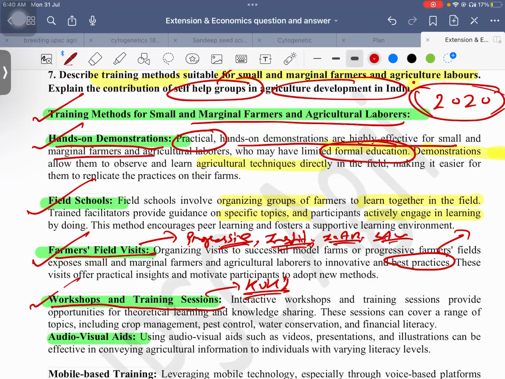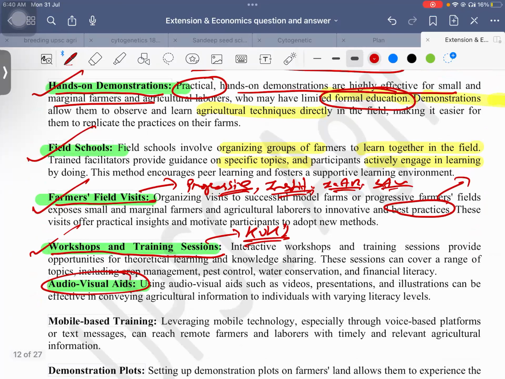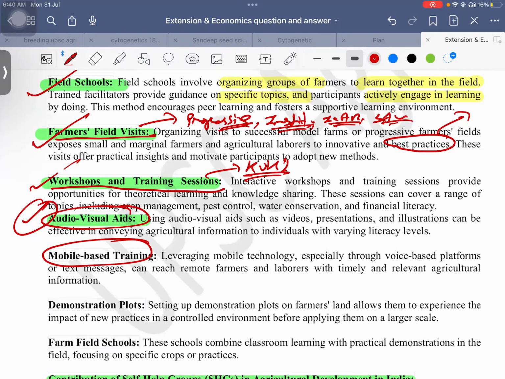And also we use audio visual aids because they are small and marginal, who form the maximum percentage in our system, so that needs to be focused. Next is mobile based training. I told you, many apps are there which will help them.